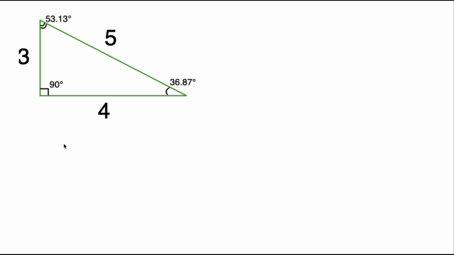So here's an example of a right triangle. Our largest angle is 90 degrees, and the measurement of this side length is 5. And then our next largest angle is 53.15 degrees, and it is across from our second largest side. And 36.87 is across from our smallest side, and it's our smallest angle.